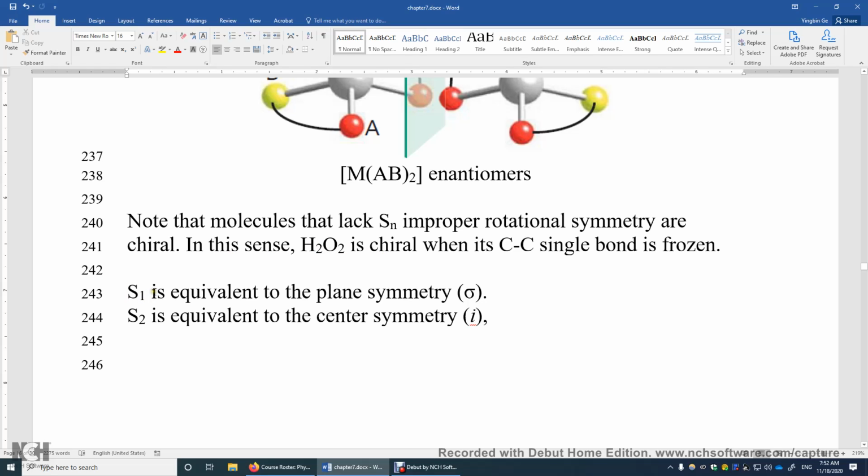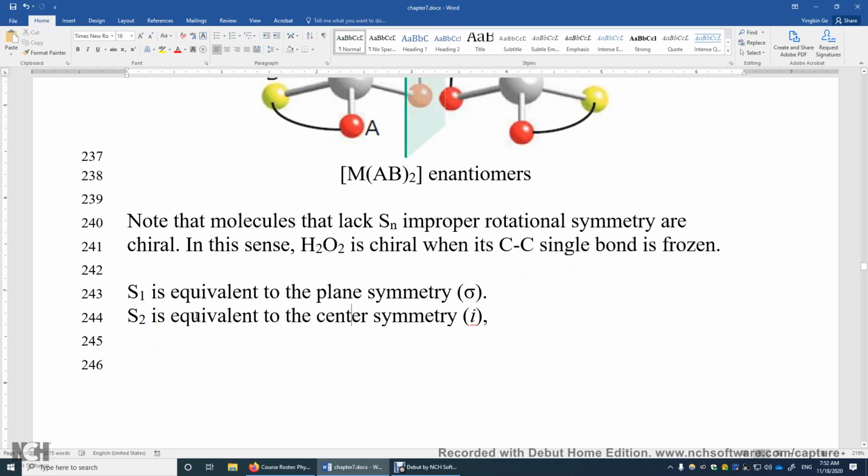Now, just to remind you, S1 is when you do a C1 symmetry operation followed by a reflection with respect to a symmetry plane perpendicular to the C1 axis. So C1 actually is doing nothing. So basically this is just a symmetry plane. Alright? So S1 is equivalent to a sigma symmetry plane.